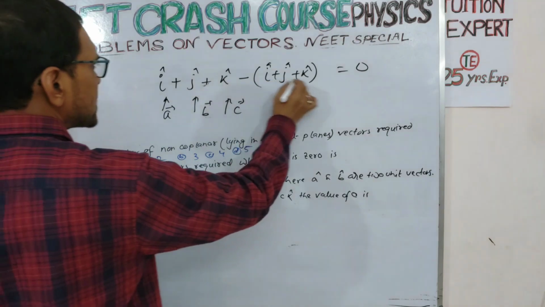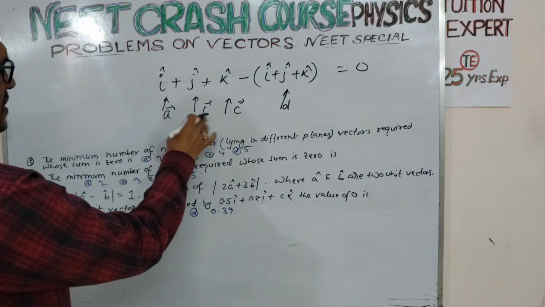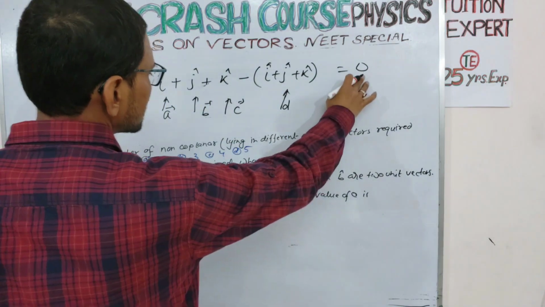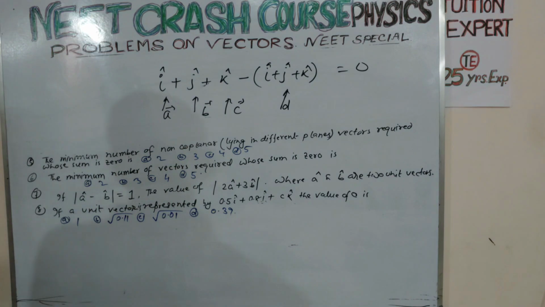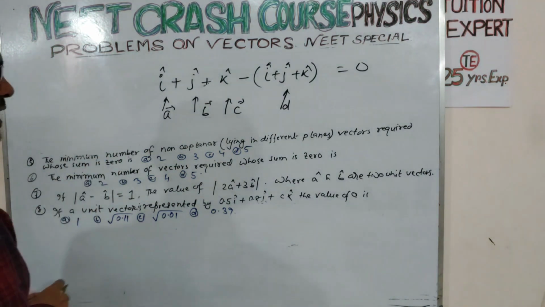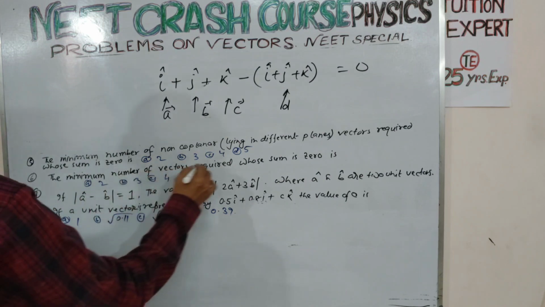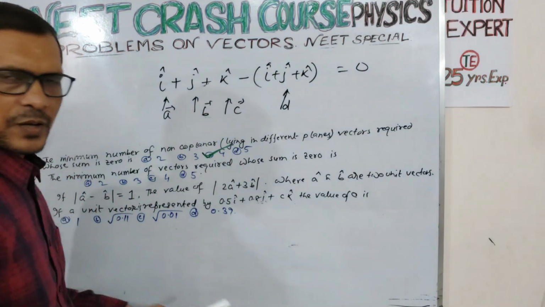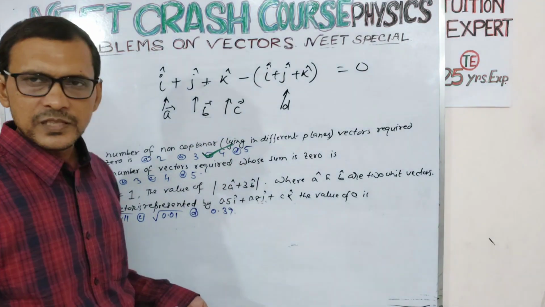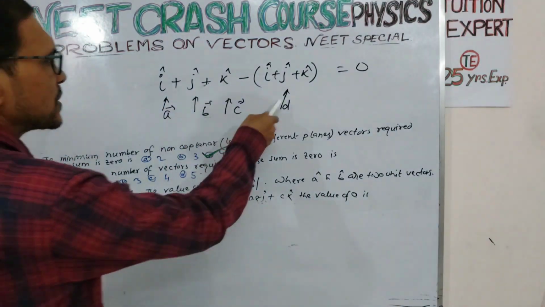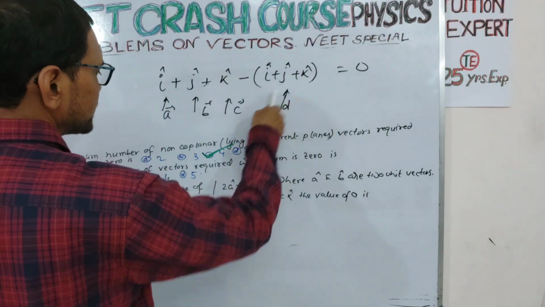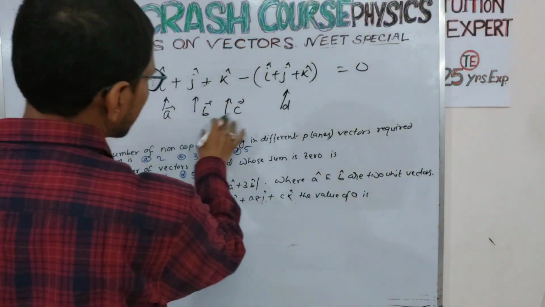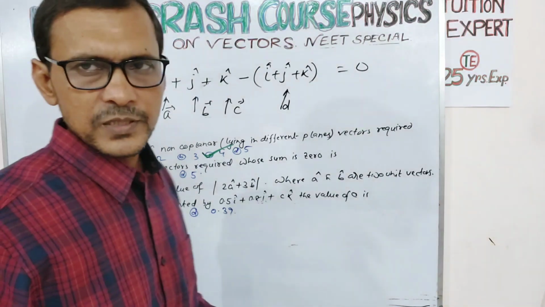this must be another vector, but I plus J plus K is not equal to A, B or C, so D is another vector. So if we add A plus B plus C plus D, then they equal to 0. So we require 4 vector. So the minimum number of non-coplanar lying in different planes vector required whose sum is 0 is answer 4. Suppose we take 3 non-coplanar vector i, j, k, another vector D should be taken such that resultant is 0. So minimum number of vector required is 4.